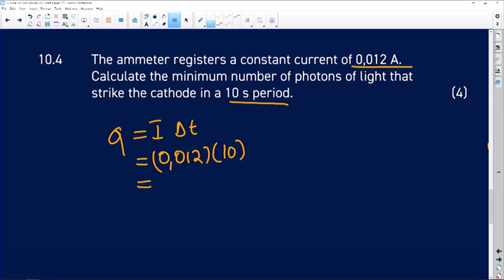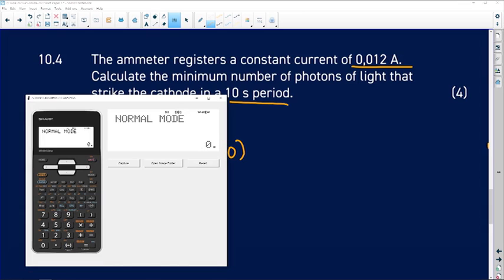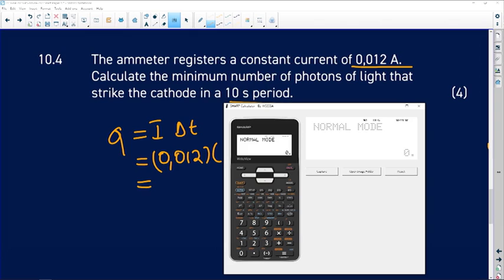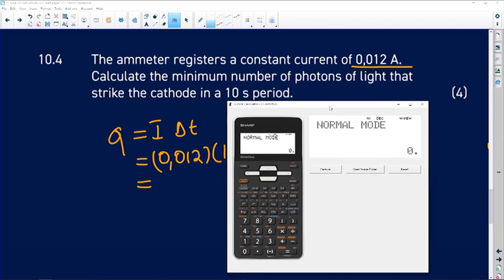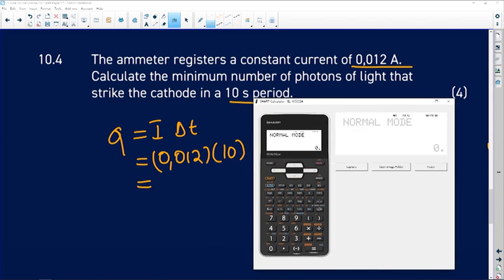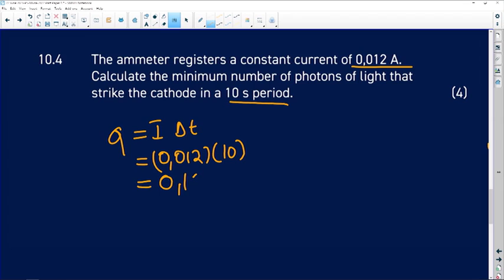We just go to our calculator here and punch what we have. We have 0 comma 0 1 2, and then we have 10, and then we say equals to. What do we get here? We have 0 comma 1 2, so we have 0 comma 1 2 charge.